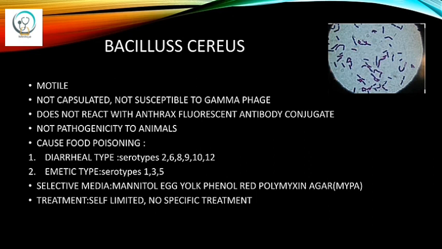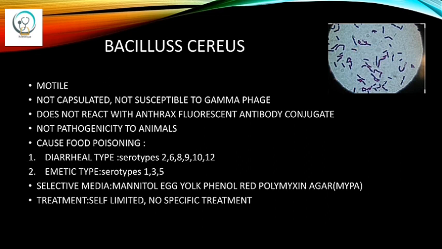The diarrheal type is caused by serotypes 2, 6, 8, 9, 10 and 12. Except 9, all are even numbers. And the emetic type is caused by serotypes 1, 3, 5, odd number serotypes. Then the diarrheal type is caused by diarrheal toxin, and the emetic type is caused by emetic toxin.